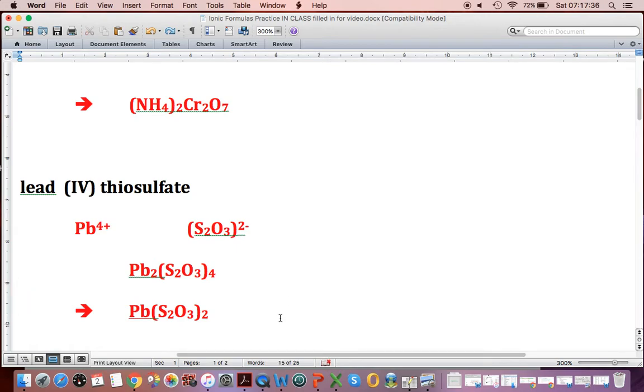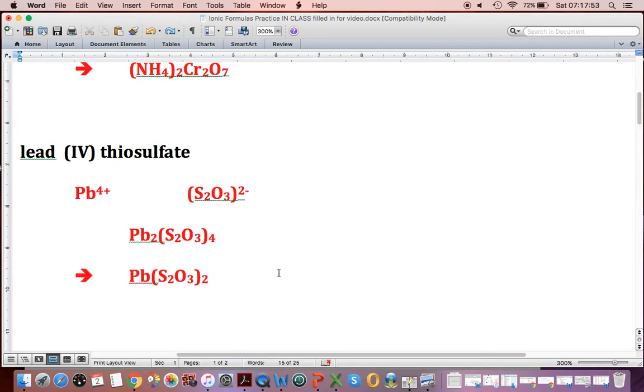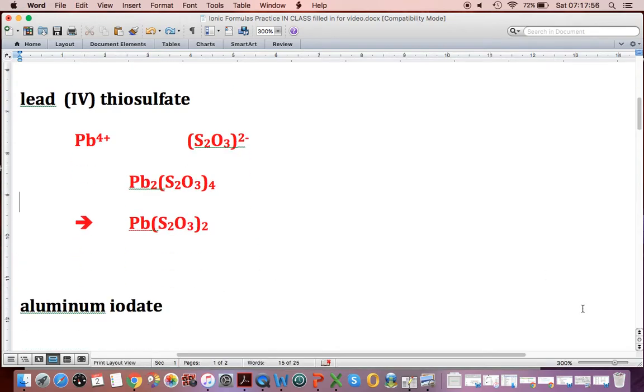Now, if you really know what you're doing, you could look back here and say, oh, this is 4+. We've got 2- here. It's going to take 2 of these beasts to kill the charge of 4+. And you end up with the same thing. The crisscross method is there in case it's not making sense. Follow the steps and you'll still get the right answer. Aluminum iodate.